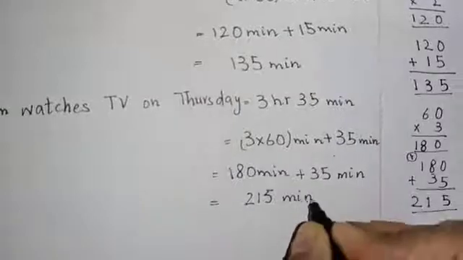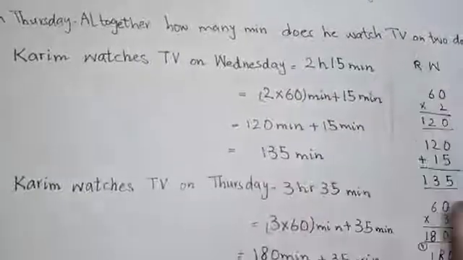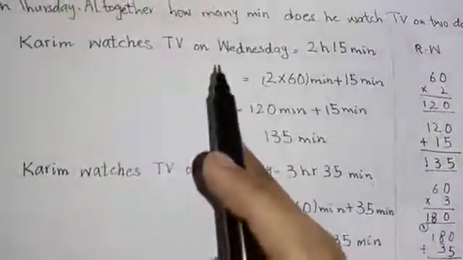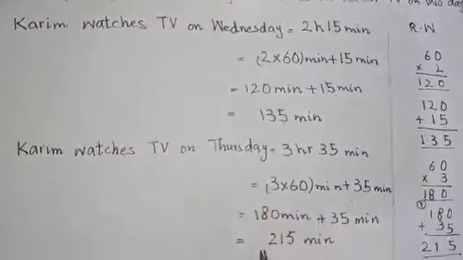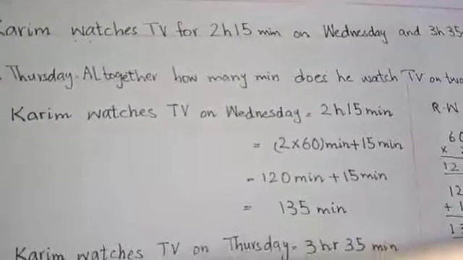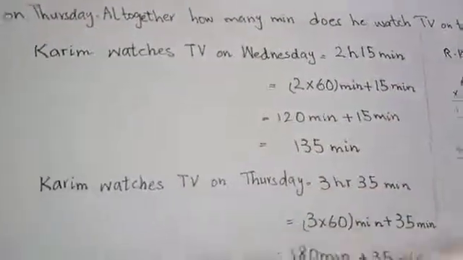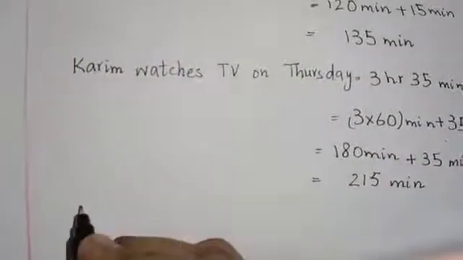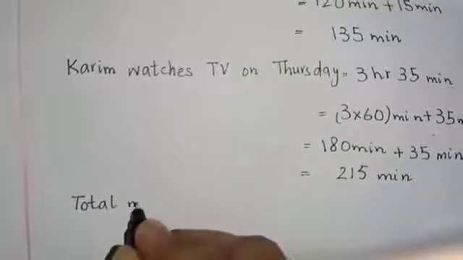Now, altogether, how many minutes does he watch TV on these 2 days? Altogether means we will add the minutes Cream watches TV on Wednesday and on Thursday. It's 135 minutes and 215 minutes. Students, now we find the answer. Total minutes he watches TV on 2 days. We will add 135 minutes and 215 minutes. So we write here total minutes.